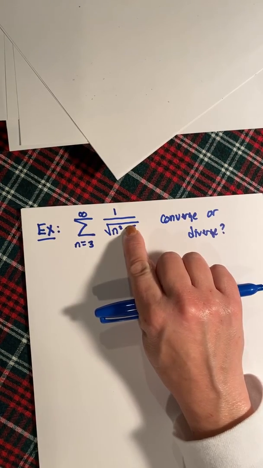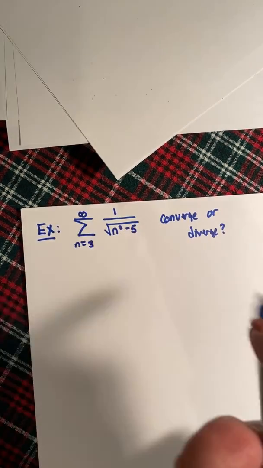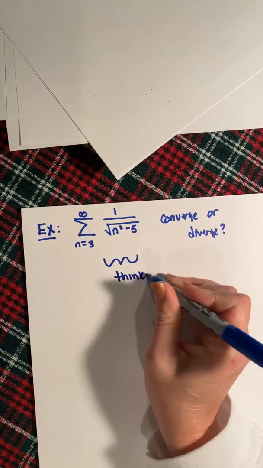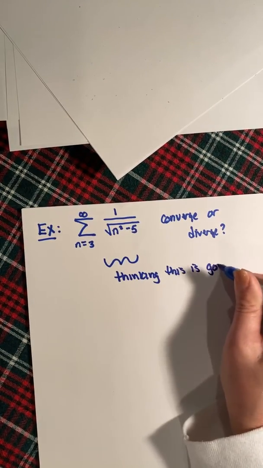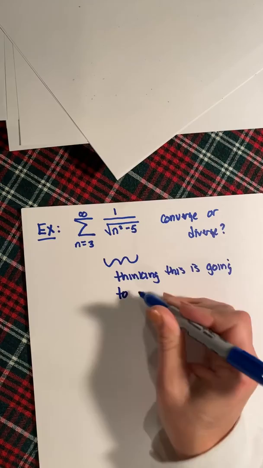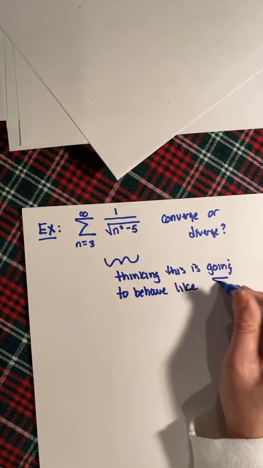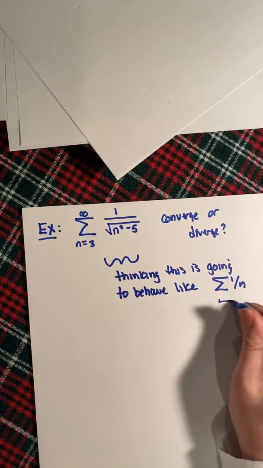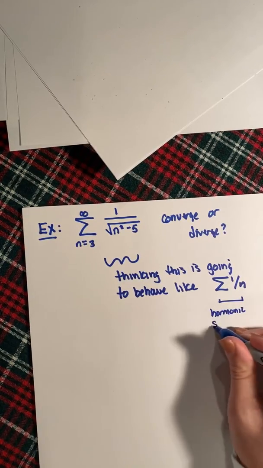So what I see here is that this is going to behave like the leading terms, or 1 over the square root of n squared, which is 1 over n. So I'm thinking that this is probably going to behave like the series 1 over n. Now the series 1 over n diverges. This is the harmonic series, and we've shown several times that this diverges.